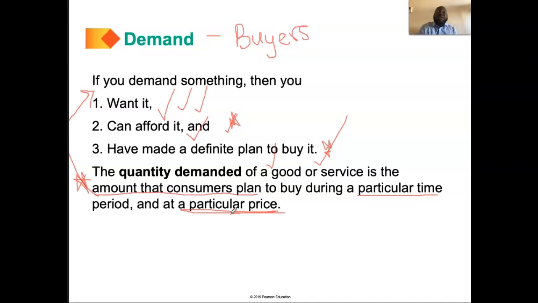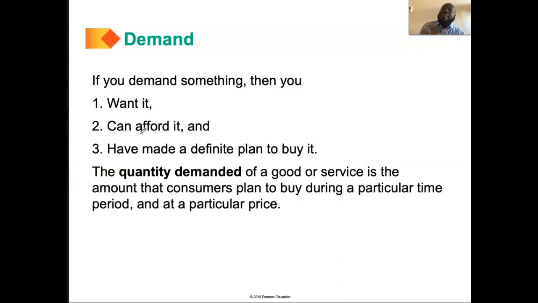So quantity demanded of a good or a service is the amount that consumers plan to buy during a particular period and a particular price. But remember again, they must want the good, they must be able to afford it, and they should have a definite plan to actually buy it, okay? Now, buyers in the market, so again, we're looking at the buyer side of the market, actually behave a certain way, and we need to analyze the way they behave, okay? So in a way, this is consumer behavior. So it actually brings into question what we call the law of demand.